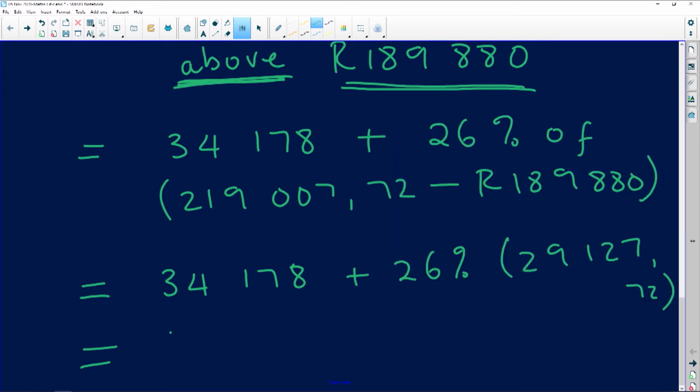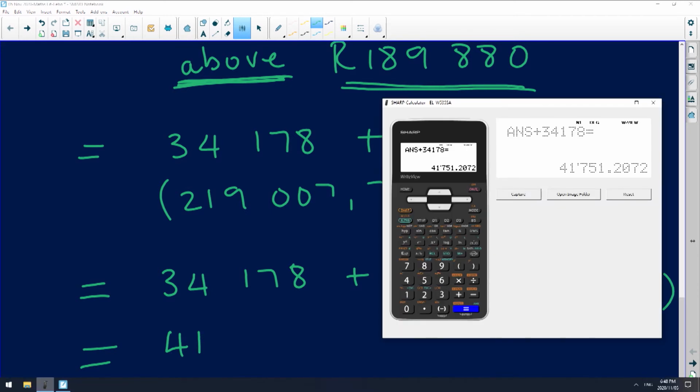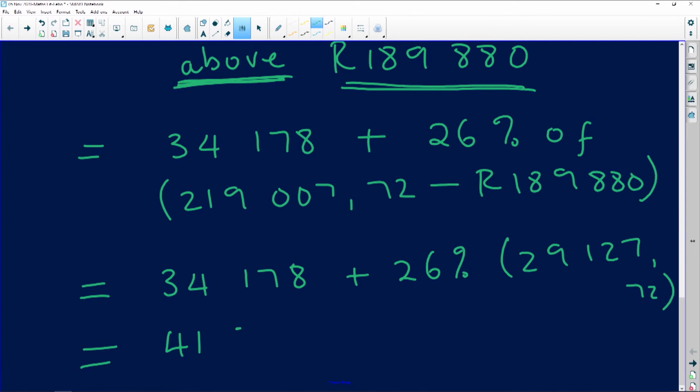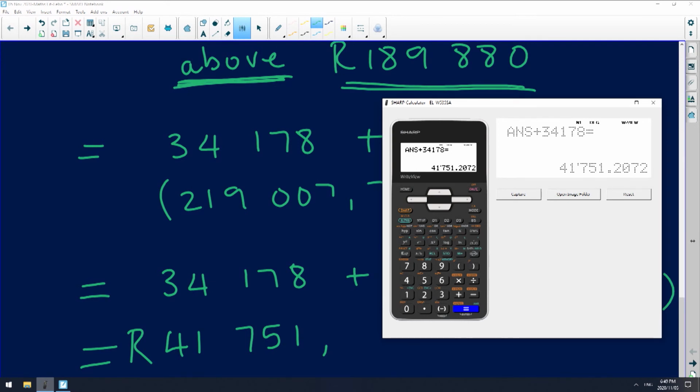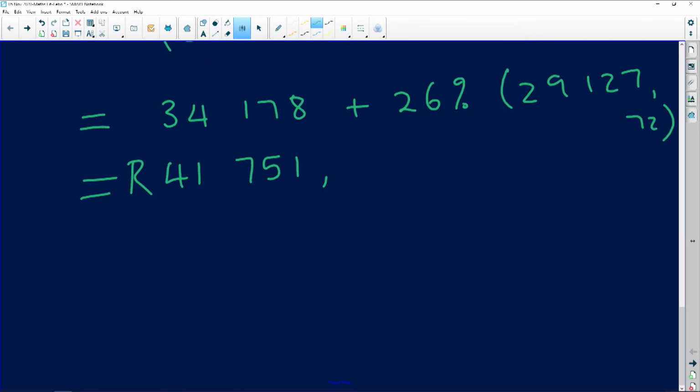41,751. 751. That is visible. 0.21 cents. So SARS is going to take that much from that person per year. Okay? Easy. So did you see how much time that took, guys? That took a lot of time because taxation takes a lot of time.